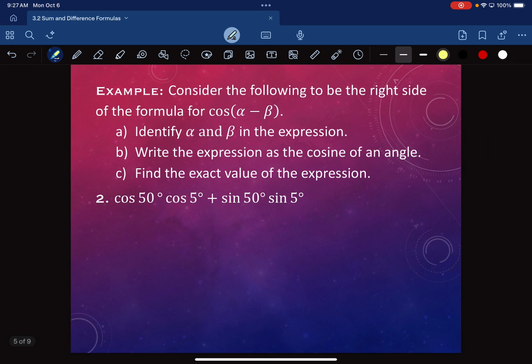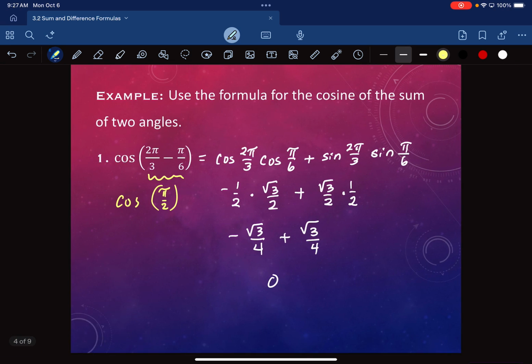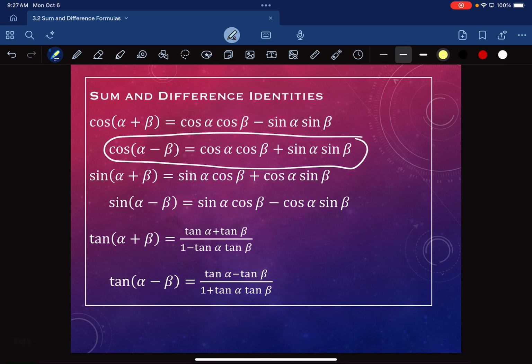Okay, let's try another one. This one, I've tried to put in directions that look a lot like the directions you might see in my math lab. So this is another direction set that you might see, and it gives a lot of pieces to it, right? A, B, C. It says consider the following to be the right side of the formula for cosine of alpha minus beta. So we just did an alpha minus beta cosine. It was that one that's circled here, right?